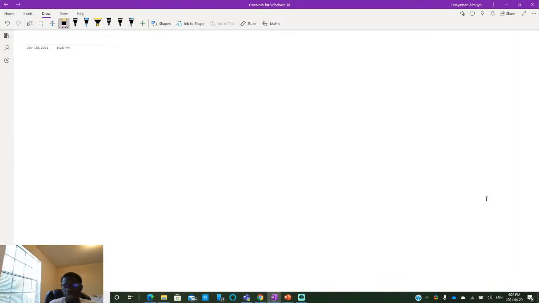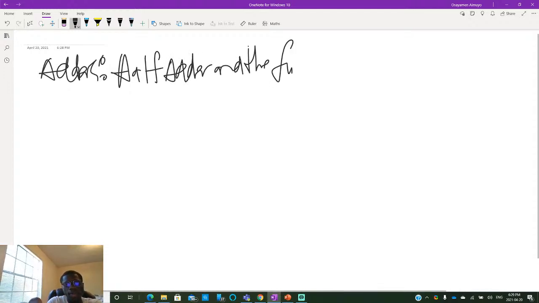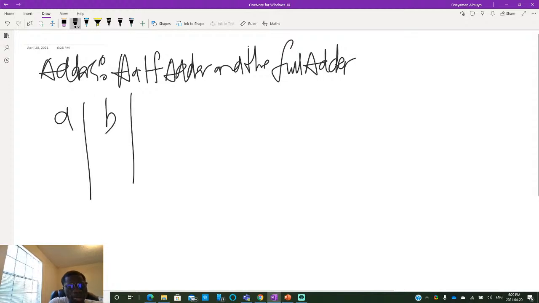So for adders, you're going to consider two components, quote unquote. They are the half adder and full adder. Okay. So first of all, how does addition work in binary, right? So we have A, B, consider them as inputs, and then you have a carry and a sum.